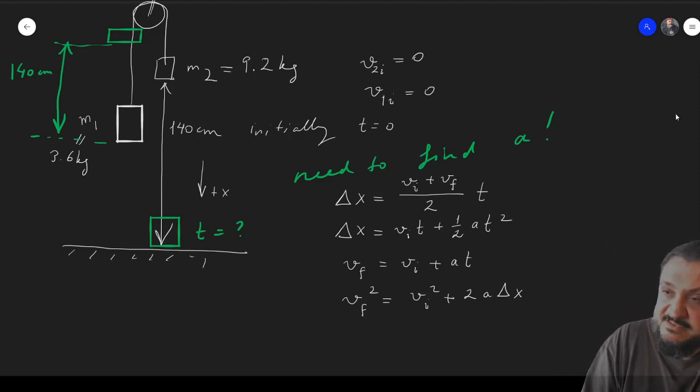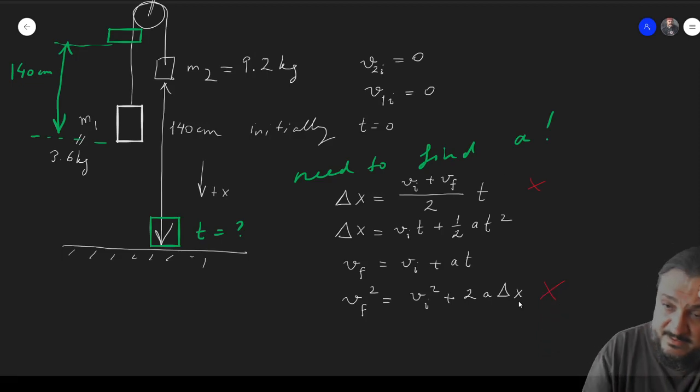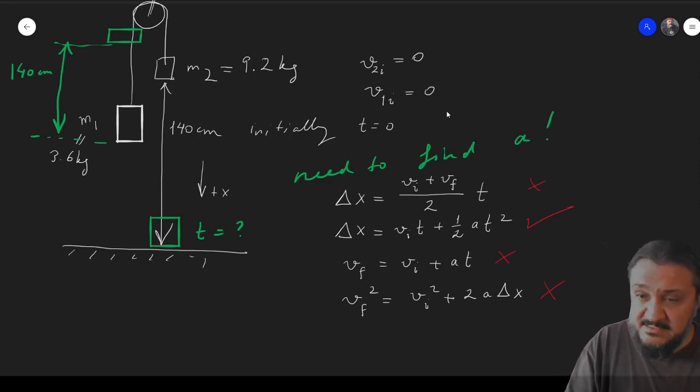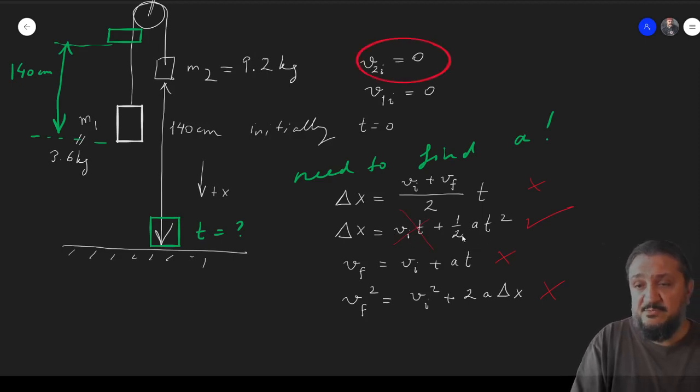Now, the first equation doesn't have a in it, so scratch it. The fourth equation has a in it, but there's no t, so we don't worry about that either. And we don't know the final velocity either, so why worry about the third equation? Actually, we just need the second one, right? v initial is 0 for both. So suppose we apply this equation to m2. There's not even a term we have to worry about because it's 0. We just use 1/2 a t squared. Delta x is given. If you find a, you can solve for t easily. That's what we're going to do. We're going to solve for a and then find t from it.